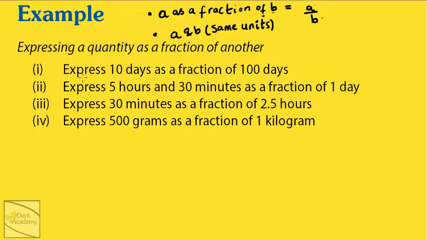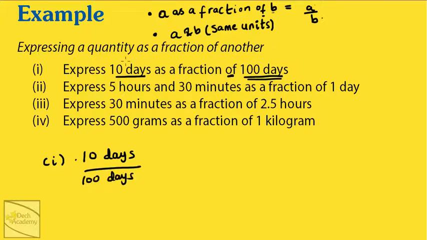So in the first case, we're required to express 10 days, notice the unit of days, as a fraction of 100 days. So our answer is going to be 10 days divided by 100 days. Remember, A as a fraction of B is going to be A over B. So we have the correct form, and because the units are the same, they cancel out. So our result is 10 over 100, which is a fraction in its own right, but it can be simplified further. This 0 will cancel this 0, which gives 1 divided by 10.